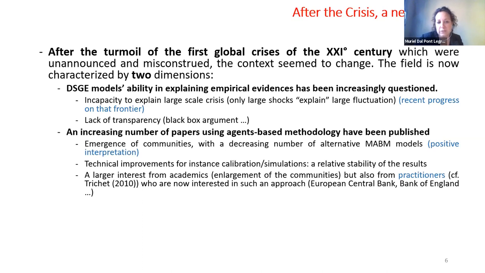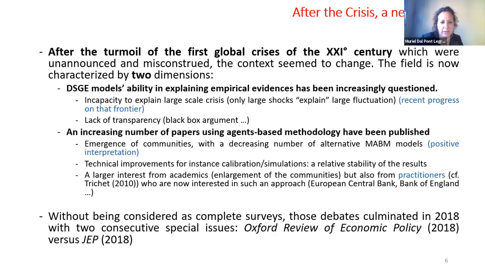And finally, which is of course very interesting, but Romain will speak about that in the next presentation, there is a larger interest, not only from academics or an enlargement of the community of people doing agent-based models, but also from the practitioners. And some central banks start to think about agent-based models.